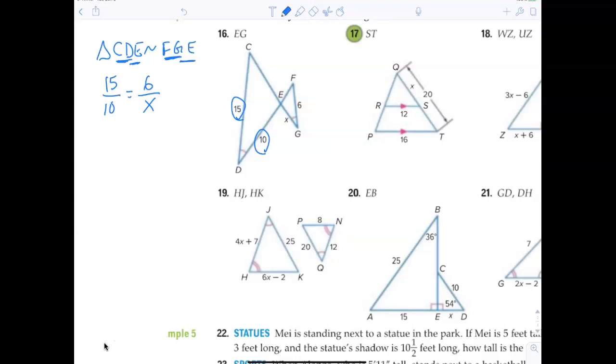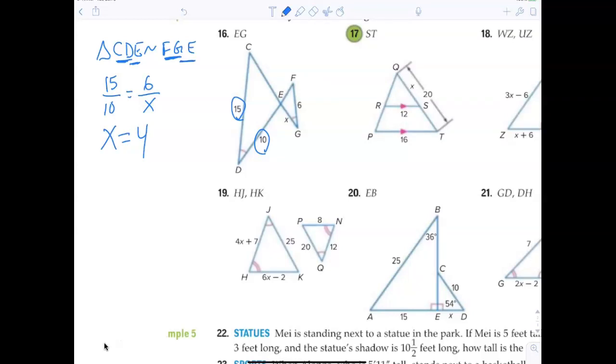You could do it another way. Yeah, of course. That's what I was trying to tell you. There's many ways to set it up. You can do large to small, large to small. You can do large over large and small over small. All right? So cross multiply, 60 divided by 15, x equals 4.